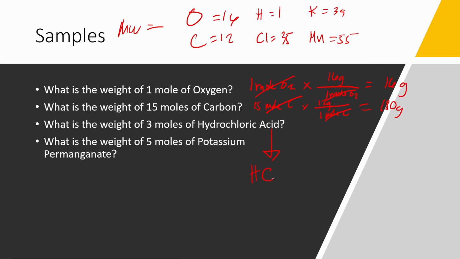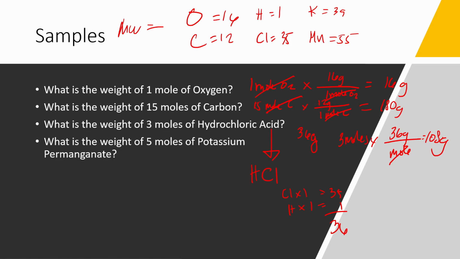Okay, hydrochloric acid is HCl. It is made out of 1 part chlorine, then 1 part of hydrogen. 35. Hydrogen is 1. 36. So 36 grams. 36 ang kanyang molecular weight. So 3 moles times 36 grams per mole, you will get 108. 108 grams. Very good.